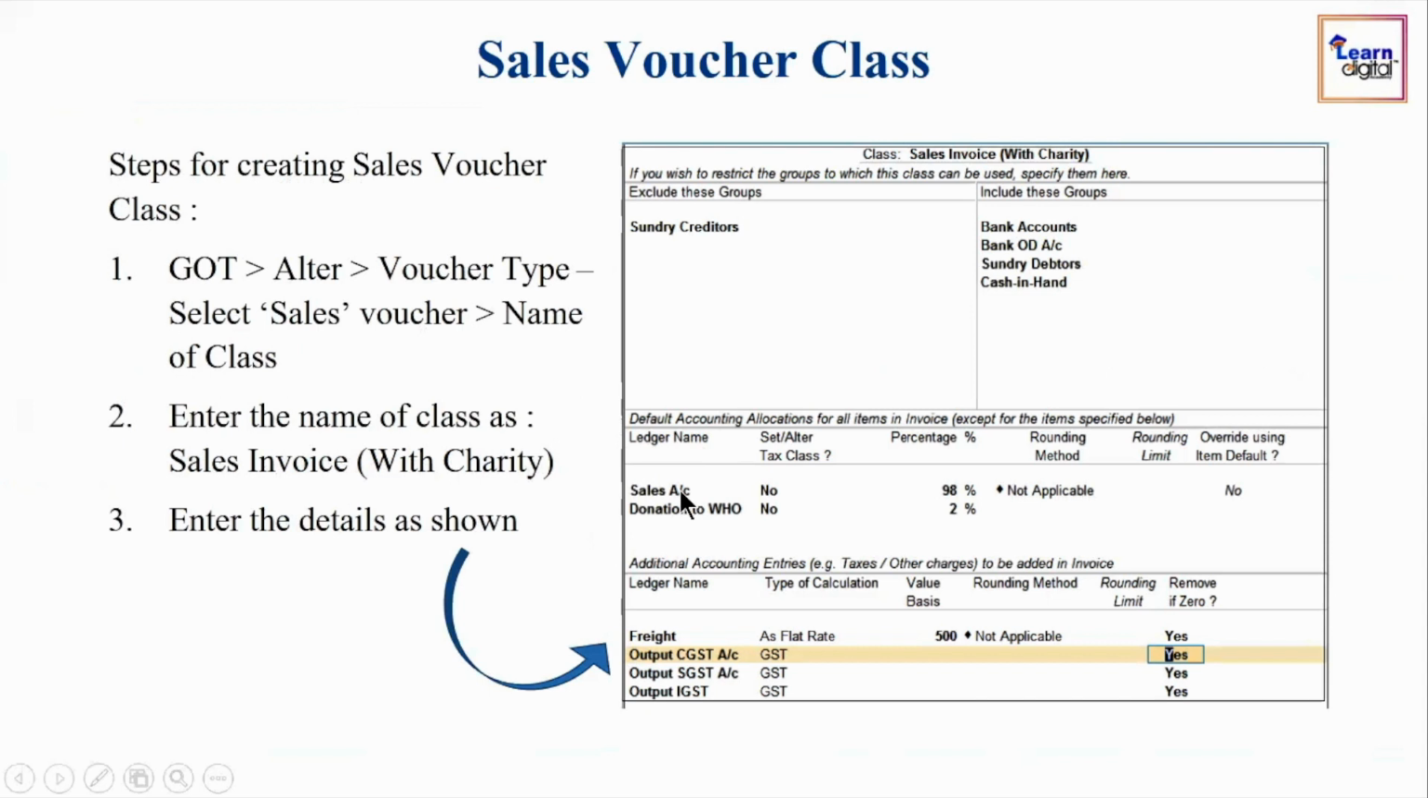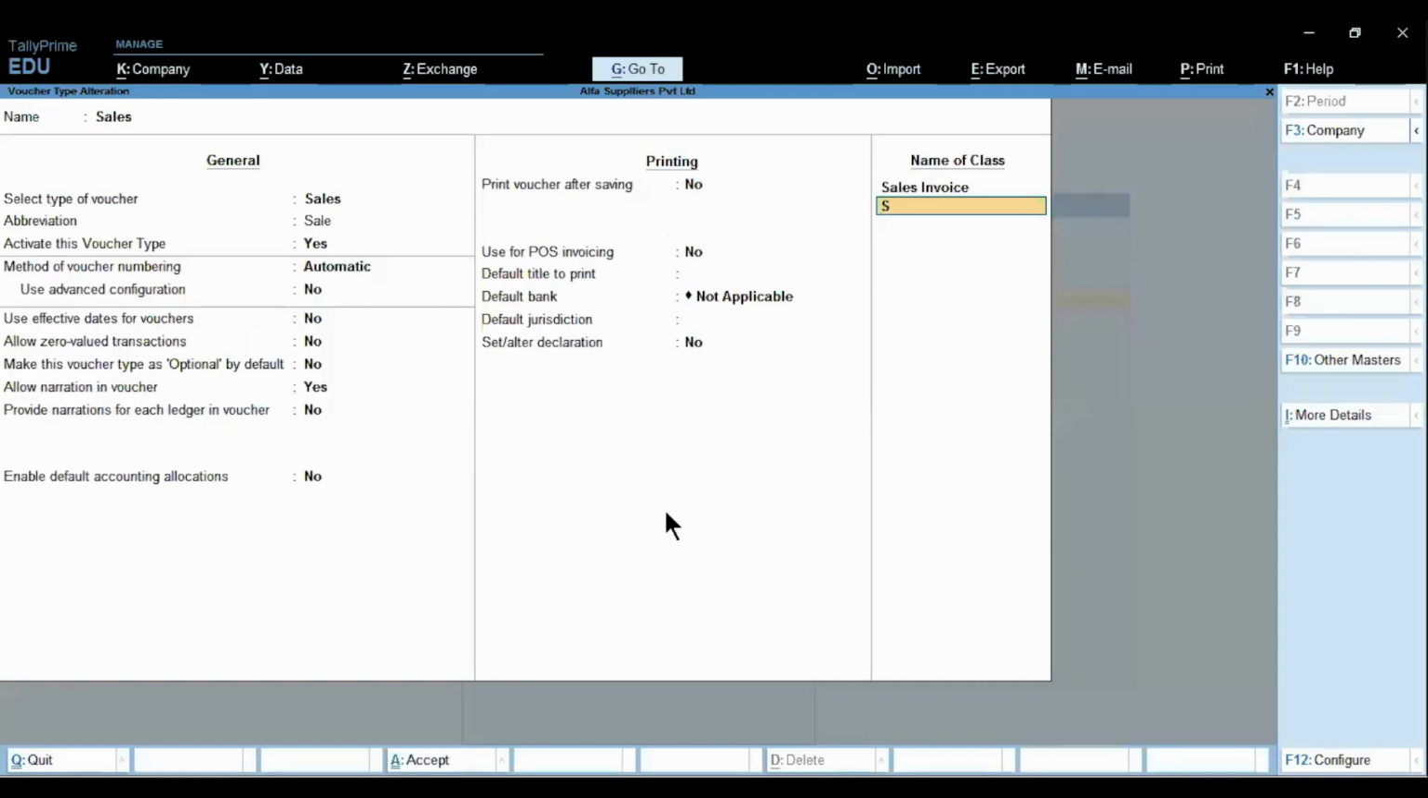So suppose whatever amount of goods gets sold, out of that we give 2% as a donation to WHO, that is the World Health Organization. So though it is 100% sales for us, the sales amount will get converted into 98% and 2% will go to the World Health Organization. This is what the system is. With charity, we are creating the sales invoice class. So sales invoice, we will give the name as With Charity. Enter.